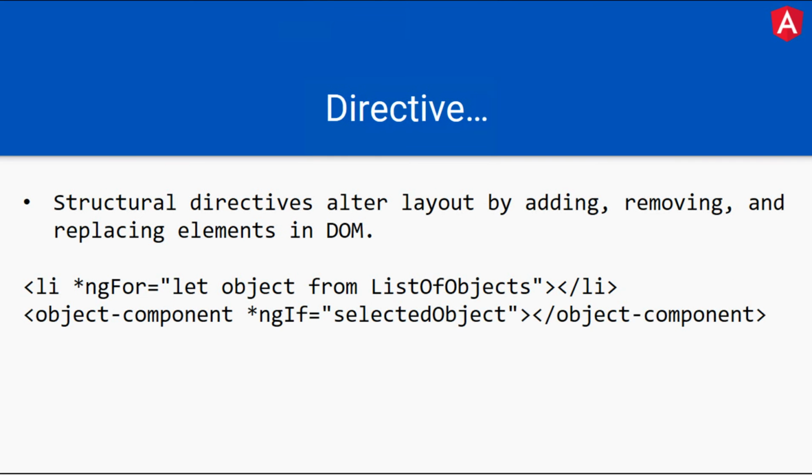Let's see the structural directive. I think we are almost familiar with this, right? This syntax, you have this asterisk ngFor, so that you can loop a given list and repeat it and add it to the DOM. There are if conditions, so that if this object is there, it will produce this output. Likewise.